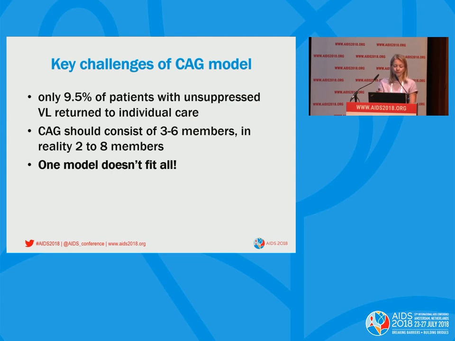In reality, we don't know if the viral load is suppressed, because most of the patients only have one viral load monitored. Also, GAG should consist of 3 to 6 members. In reality, we had groups of 2, and we had groups of 8. The groups of 2 mainly consisted of cohabiting couples, and their rotation to the clinic was also found to be worse than in the bigger groups of 3 and 4 people.